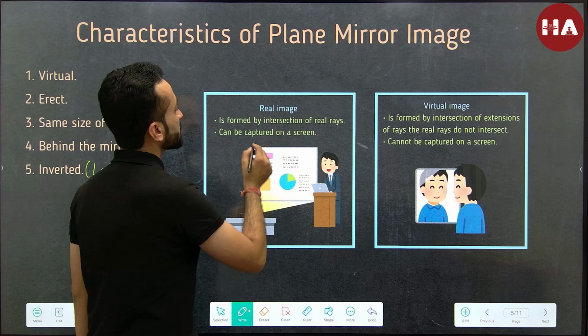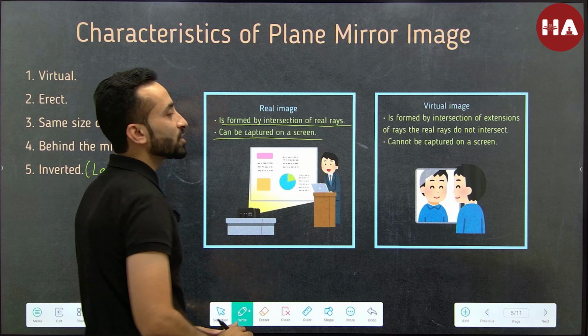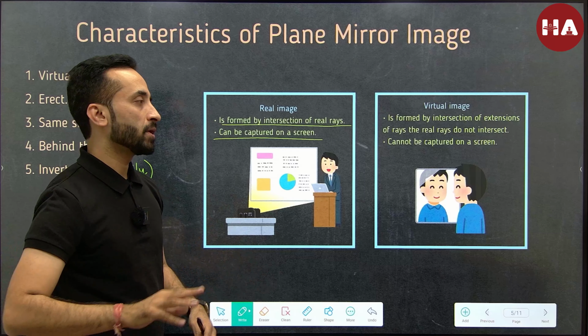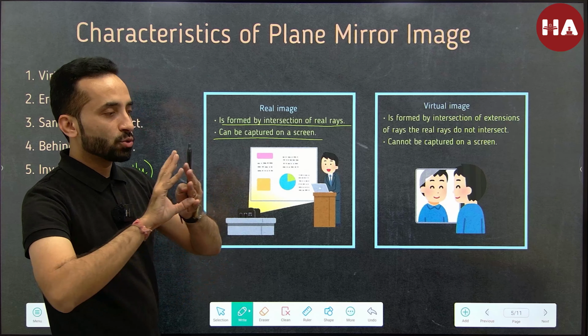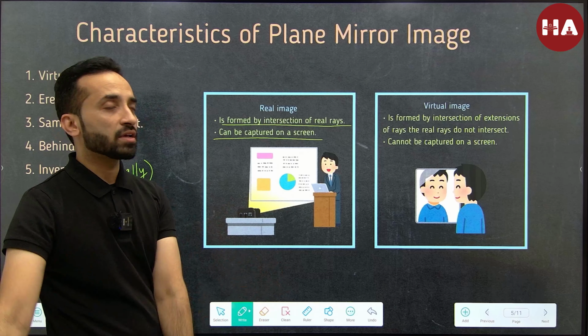So, a real image is formed by actual intersection of real rays, and can be captured on a screen. The best example I could have thought of is the projector. When you use a projector, you actually throw the light through the lens onto a screen, and that is what a real image is like.